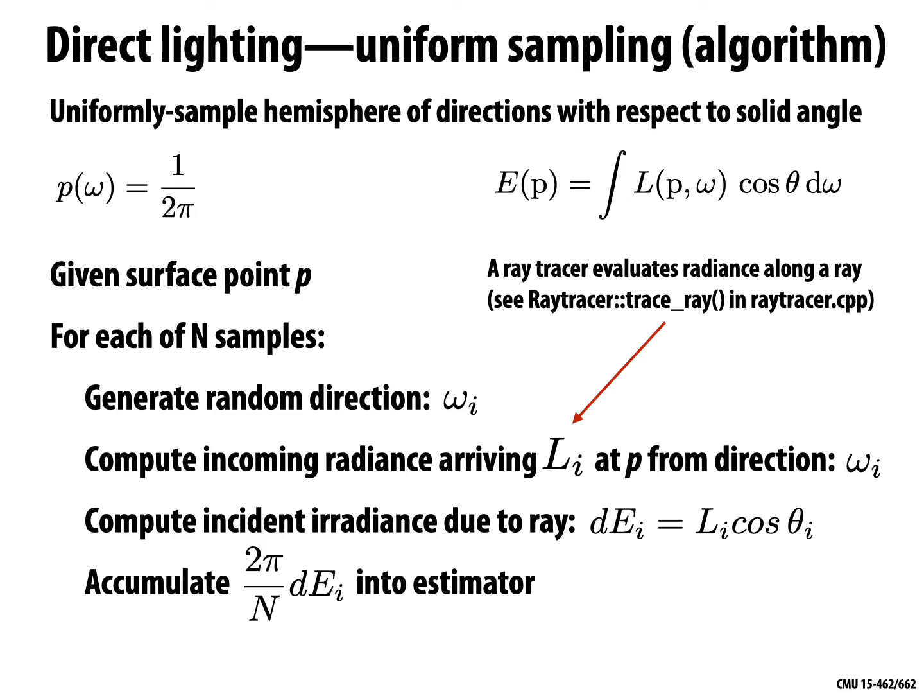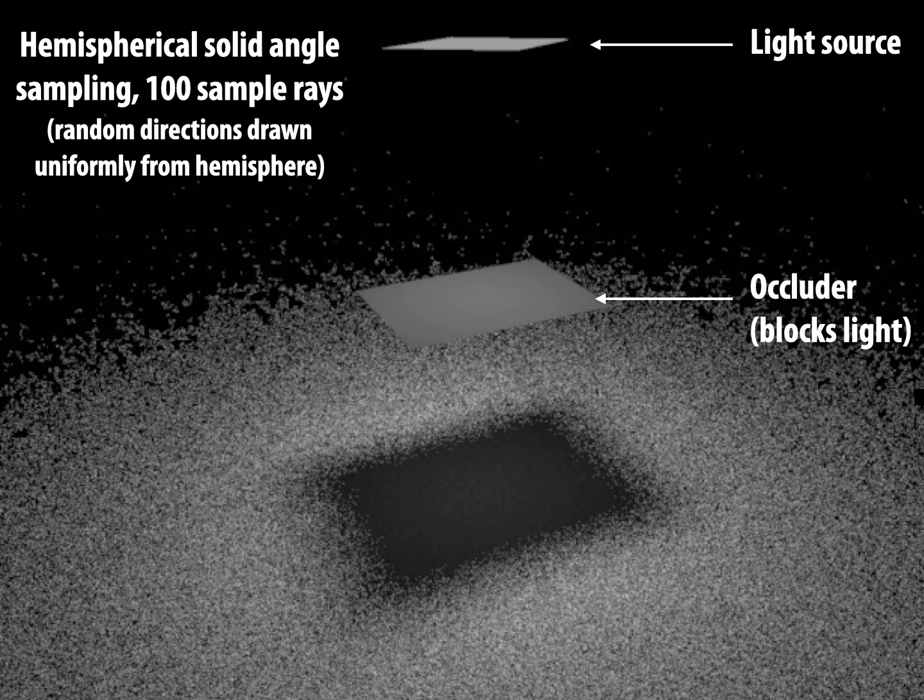If there was no intersection before we hit the light, or if the light source is the first thing we intersect, then we compute the incident irradiance due to the ray, which is the emitted radiance times cosine theta. We accumulate these estimates into our estimator. We add 2 pi over n times this value, add that up, and we get our estimate of the direct lighting. Here's what that's going to look like for our little scene.